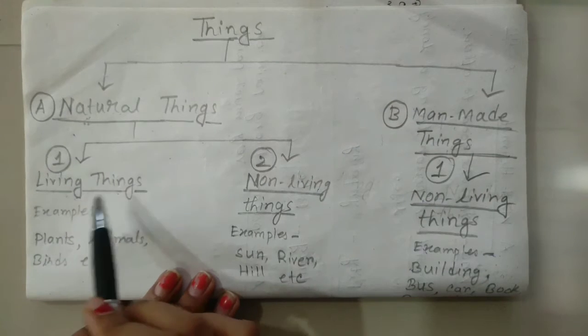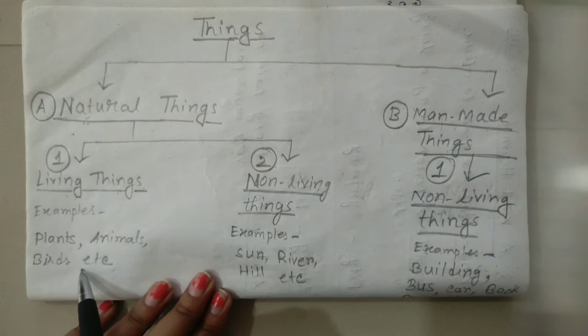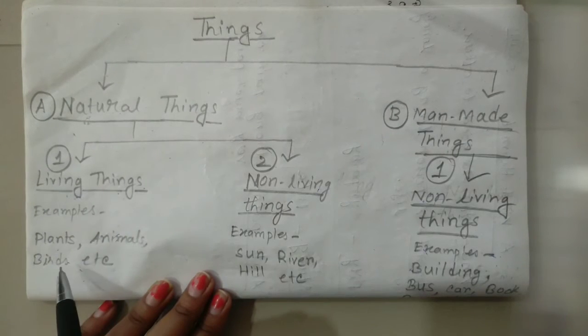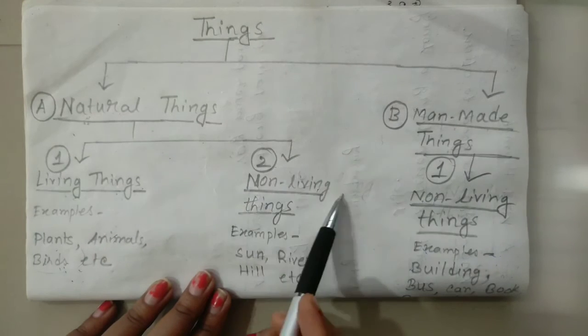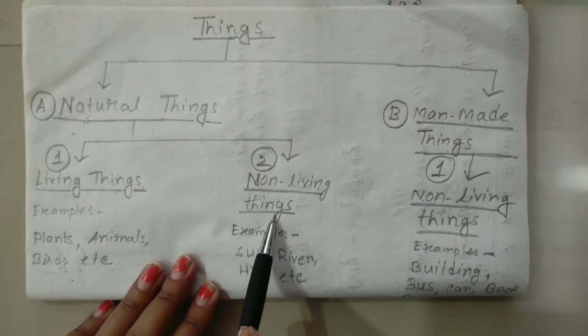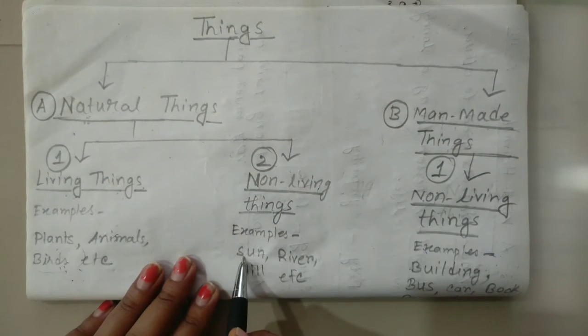Living things are the things that have lives in them, such as plants, animals, birds. Non-living things are the things that do not have life in them, such as sun, river, hill.